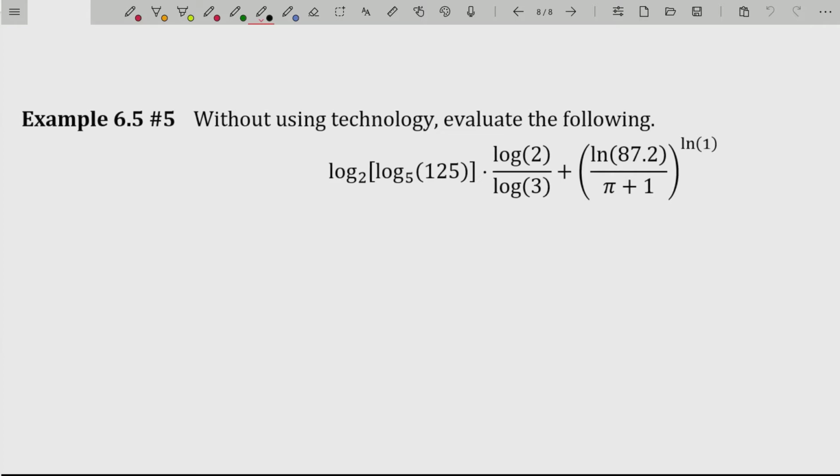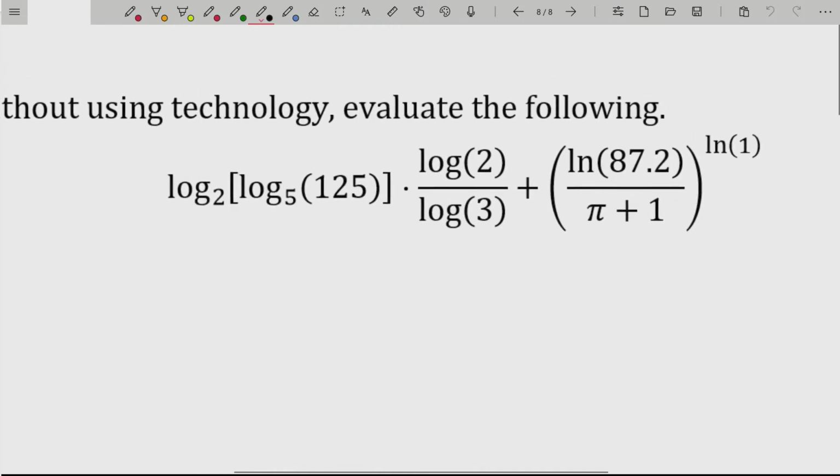Finally, I want to talk about a problem like this. Often you're faced with very complex looking problems in mathematics, but if you're facing something this complex looking, it likely is not that complex at all. Let's go ahead and at least deal with some of the easy parts of this. For example, the log base 2, well, there's nothing I can say about that. That's just the log base 2 of the log base 5 of 125.